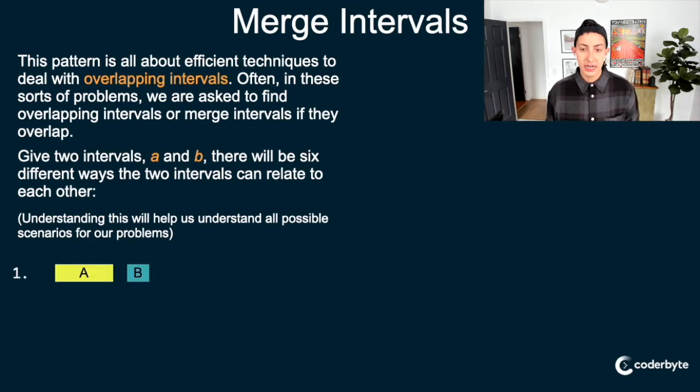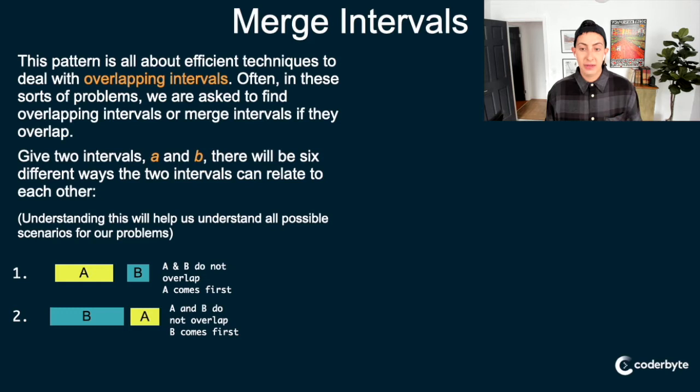So the first way, A and B: A does not overlap B. A and B do not overlap, and A comes first. What's our second option here? B and A do not overlap, but B comes first. So this would be a second scenario, depending on the problem.